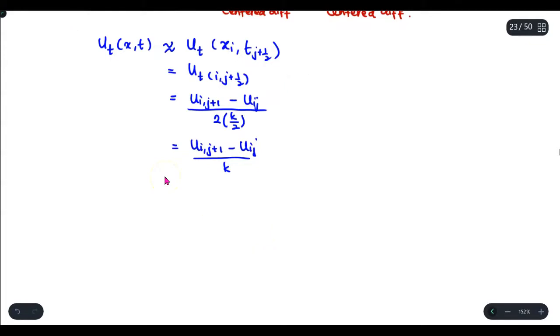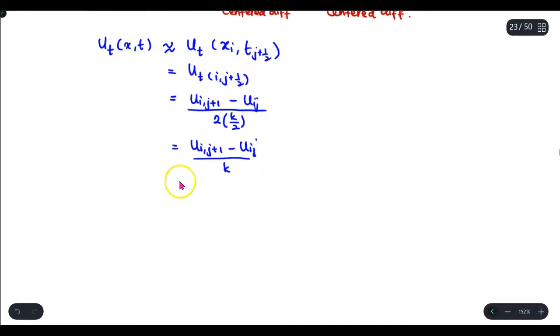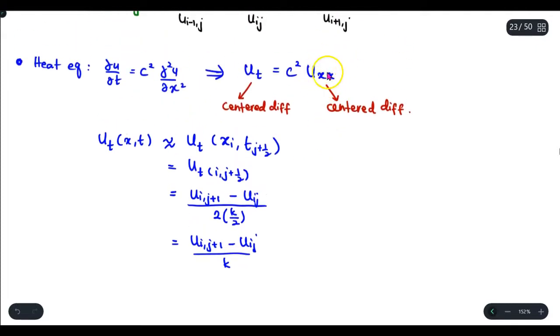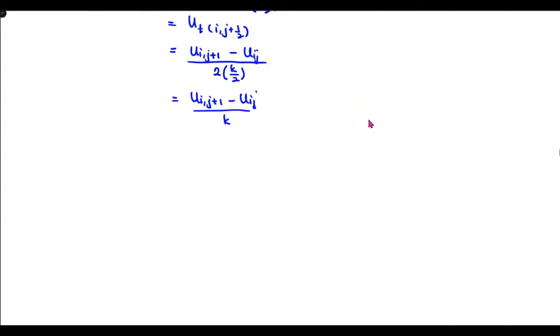Okay, so by the Crank-Nicolson scheme, it means that the u sub t here needs to be replaced by this expression here. So that is the first one. Now look at this guy here, u_xx. The centered difference formula.